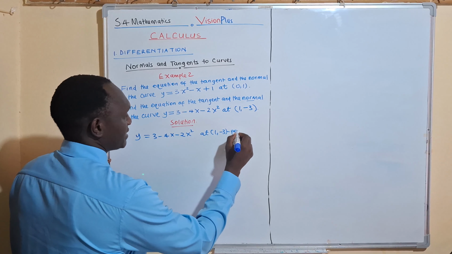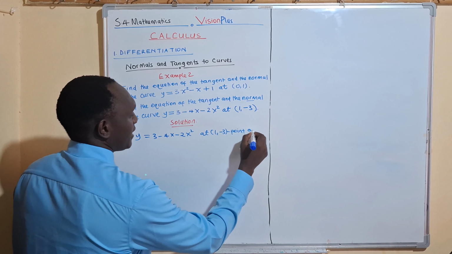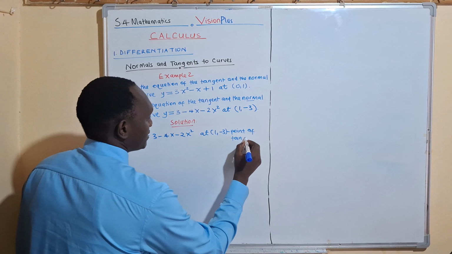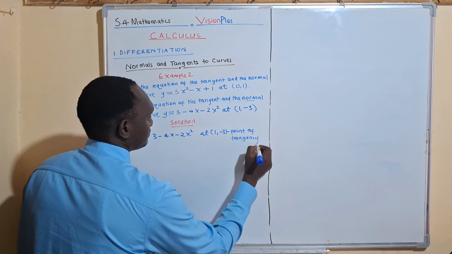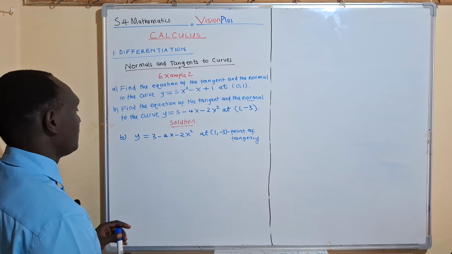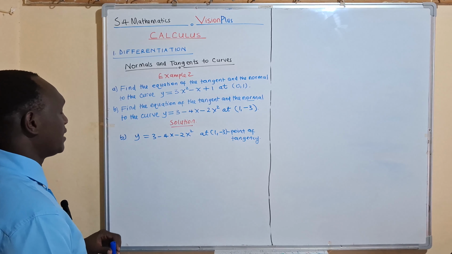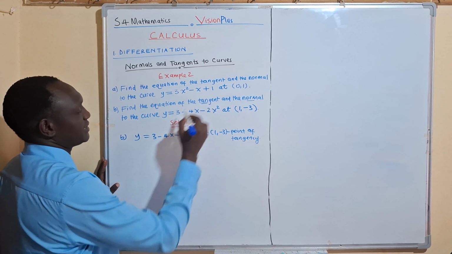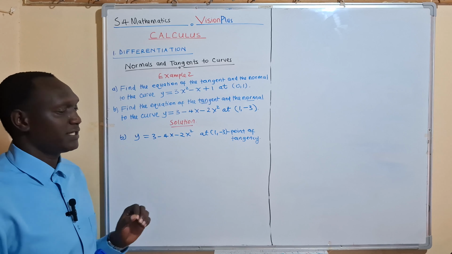This is the point of tangency. This is the point where the curve, the tangent, and the normal meet. So this point is being shared by all three entities. Now from here, let us start with the tangent. We need to find the equation of the tangent.